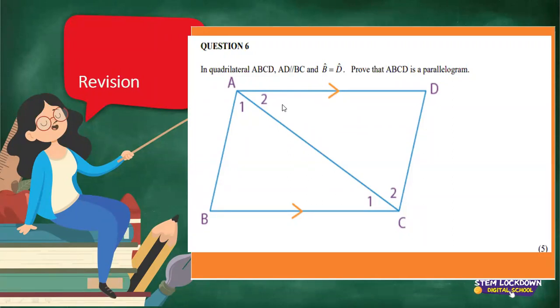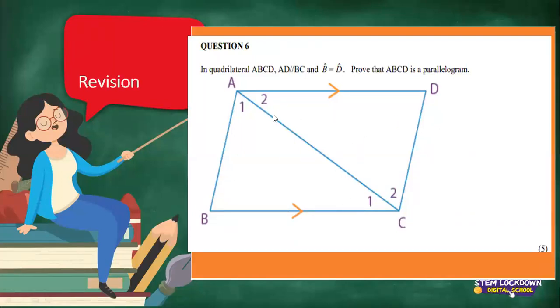What can you say about angle A2 and the angle C1? So because these two lines are parallel, that means angle A2 must be equal to angle C1. Why? Alternate angles. Remember, alternate angles.